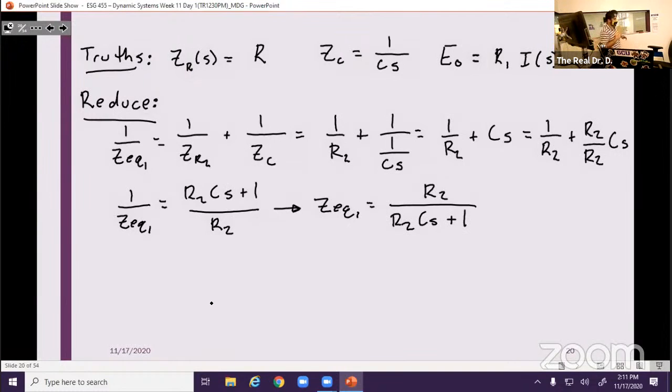Now that's interesting. Right? Why is that interesting? Well, that looks like a standard form first order equation in the denominator. So if you know the standard form first order equation, what is the time constant for this? If this was the system, what is the time constant for this impedance? Let's start here. What is the standard form of a first order equation? Let's start there.